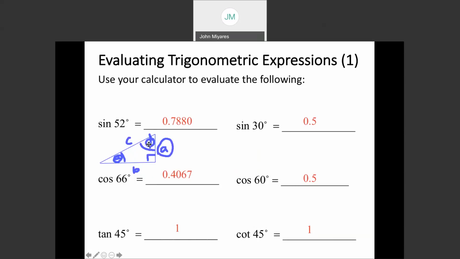A similar relationship can be found with tangent and cotangent, where the tangent of angle theta will be A over B, and the cotangent of angle phi will also be adjacent over opposite, A over B.